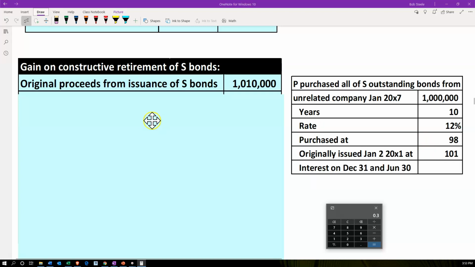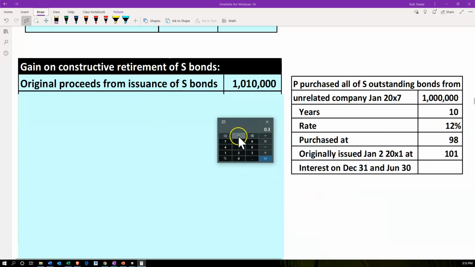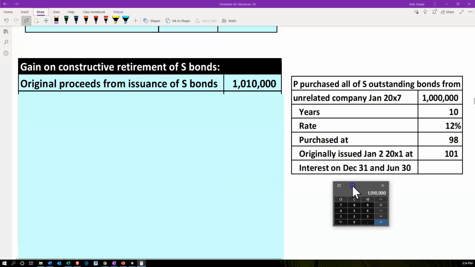So the original proceeds were going to be the 1,010. How did they get that? This is the original issuance, when S issued them, not to P, but originally issued them like normal, and then P bought them and messed everything up. That's the 1,000,000 times 1.01, 101%, which is the 1,010,000. So that's the original issuance.